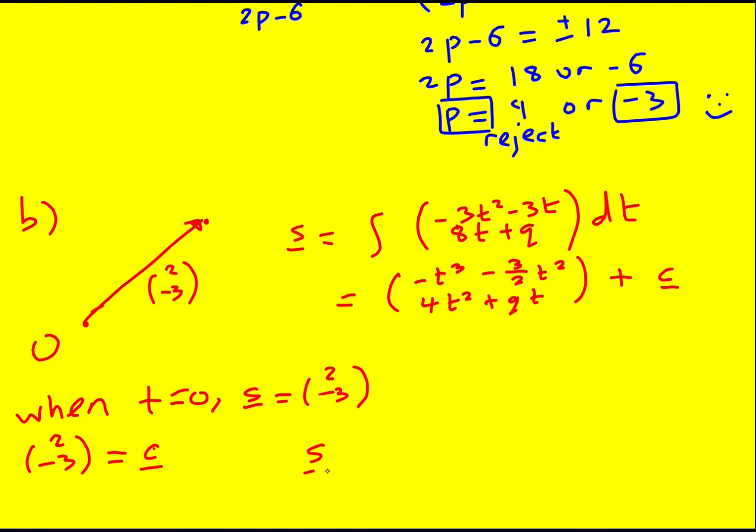And finally, we can write down that s is going to be minus t cubed minus 3 over 2 t squared. Then I can add the 2 on inside here. 4t squared plus qt minus 3.